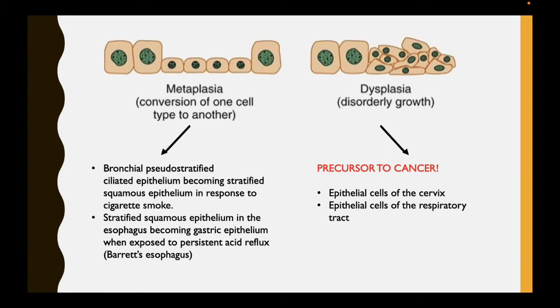So we have, for example, the cervix and the respiratory tract. So we have epithelial cells of the cervix. So the precancerous lesion for cervical carcinoma would be your cervical intraepithelial neoplasia, and the same would be the precursors to cancer in the sense of epithelial cells of the respiratory tract. So we could eventually end up causing bronchial carcinoma.